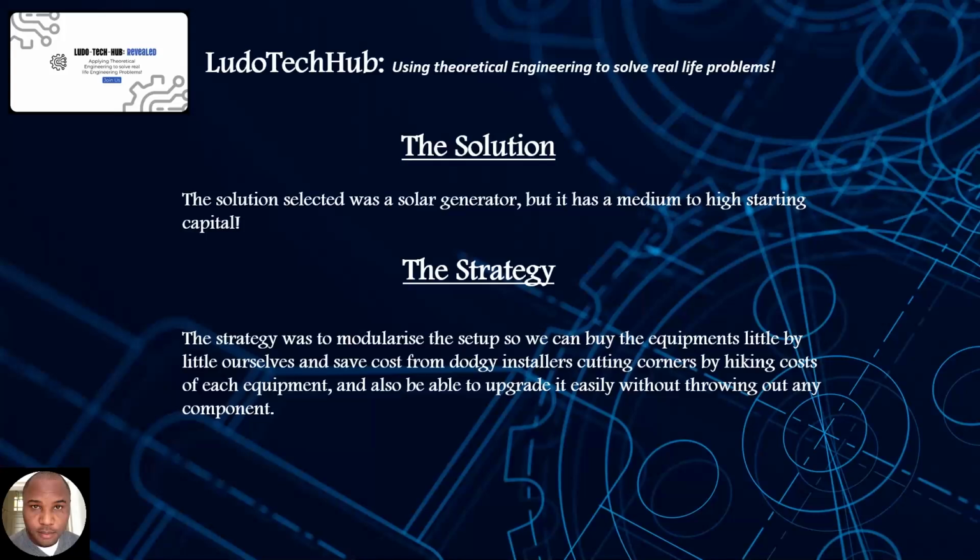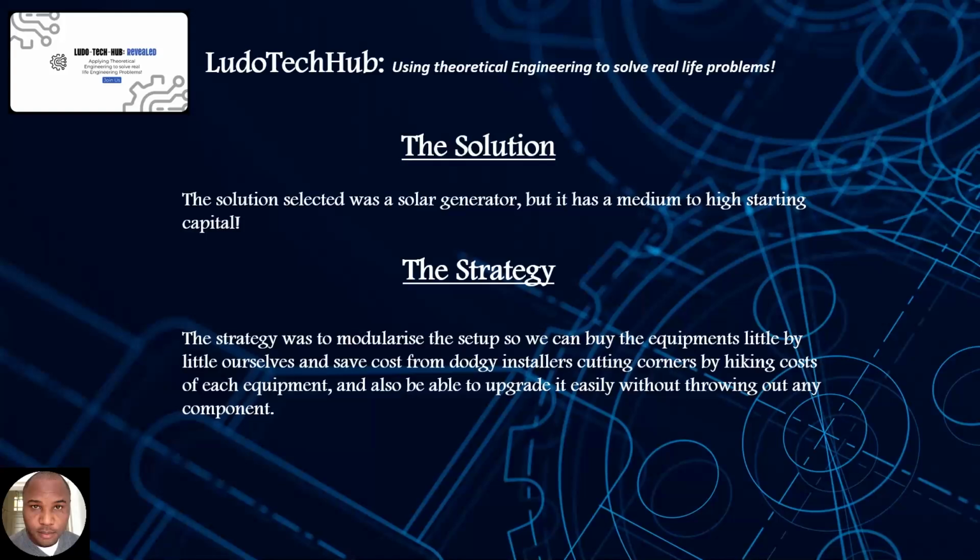So the solution I selected was a solar generator, medium to high starting capital, which is okay. But not a lot of people can afford even the medium to high starting capital, especially in countries in Africa. So my strategy was, okay, let's modularize this. What I mean by modularize is, like a Lego toy, you build them into different parts and then you just assemble together.